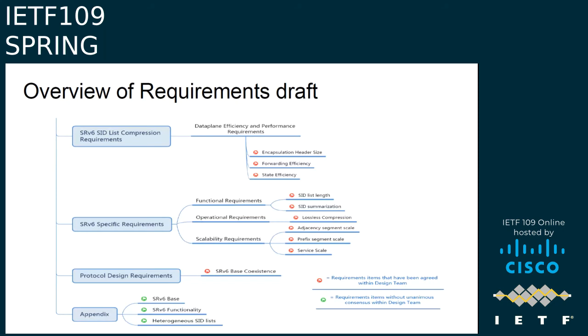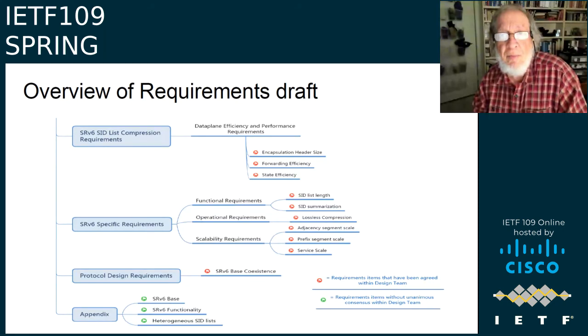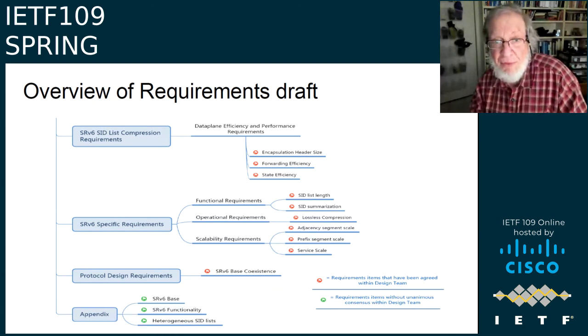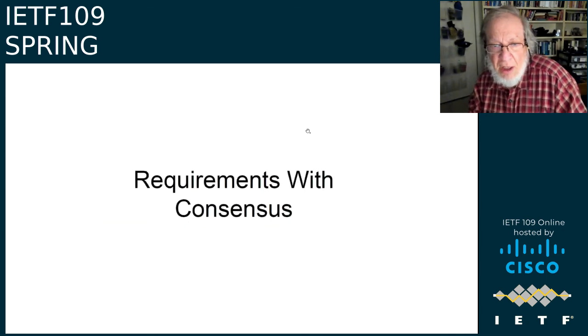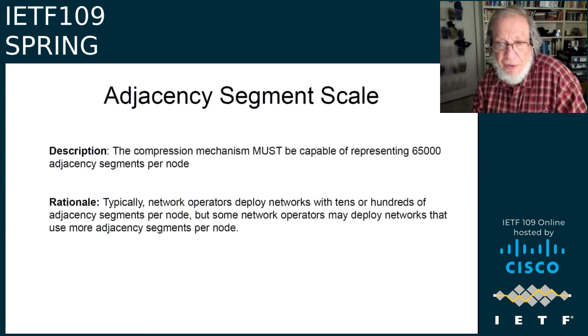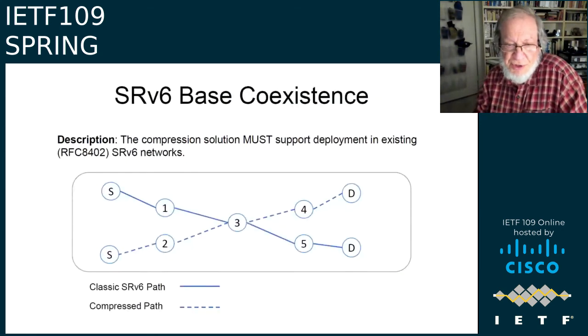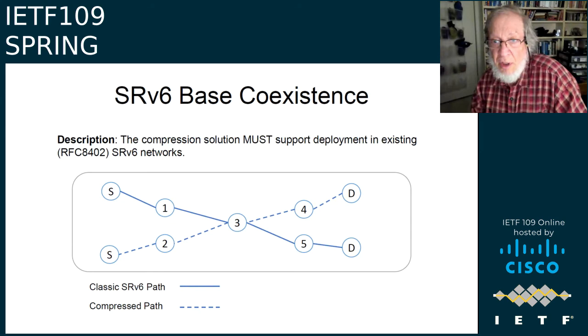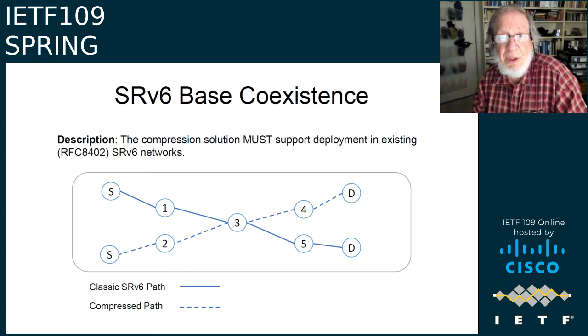Thank you. Bob? Yes, thank you. I wish I had slide numbers so I could tell you which one I'm going to ask about. But the slide that was titled SRv6 Base Coexistence, I'm having trouble with, and I read the draft too, and there's a section about this, but I don't really understand what this means. It says the compression solution must support deployment in existing SRv6 networks. Well, can you elaborate on what that means?